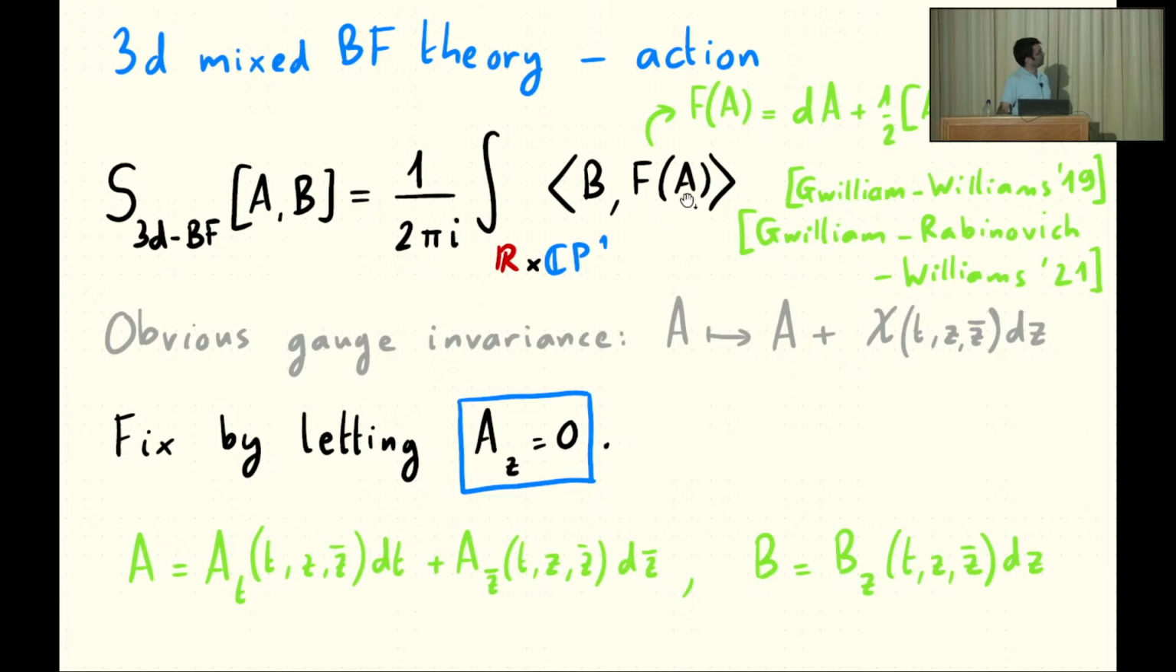Okay. So by looking at the action, there's an immediate gauge invariance coming from the fact that B has only a dz component. So in other words, if A has any dz component, it will just drop out from the action. I should say here this is the inner product in the Lie algebra, and it's the wedge product of the forms. So I'm taking the inner product on the Lie algebra part and the wedge product of forms. Because you're wedging with B, which has only a dz component, any component along dz for the field A drops out. So you can just fix this gauge invariance by demanding that A has no z component. So in particular, now we're left with an A field which has these two components, dt and dz bar, and B still has its one component dz.